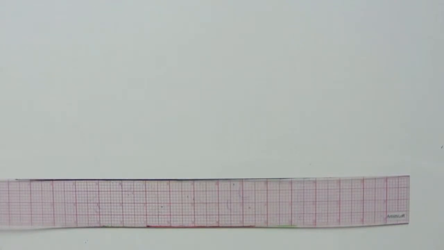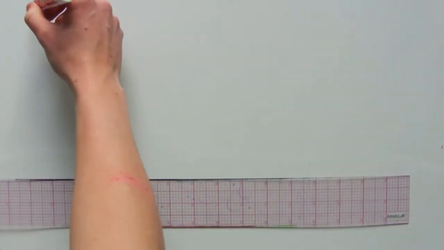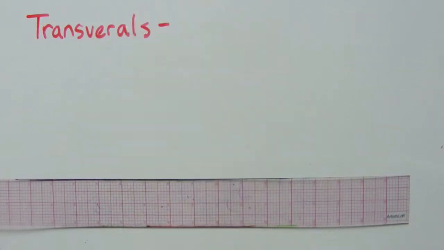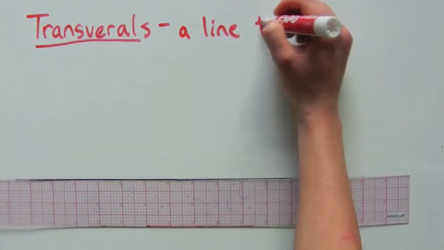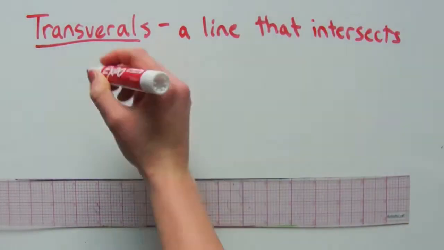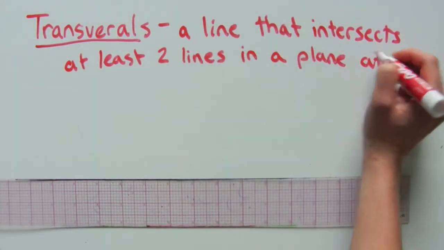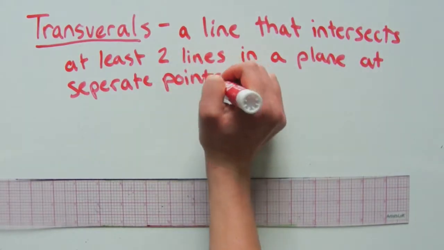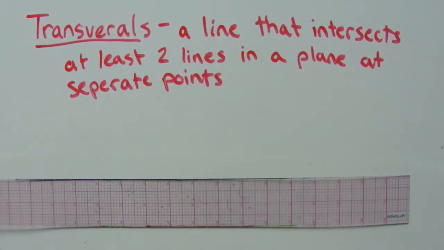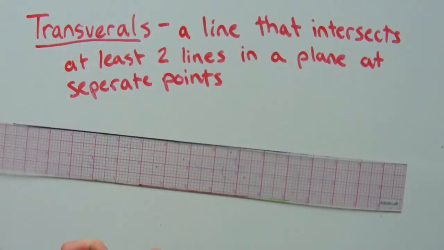In this video, we are going to discuss transversals. So a transversal is simply a line that intersects at least two lines in a plane at separate points. So a transversal would look something like this.